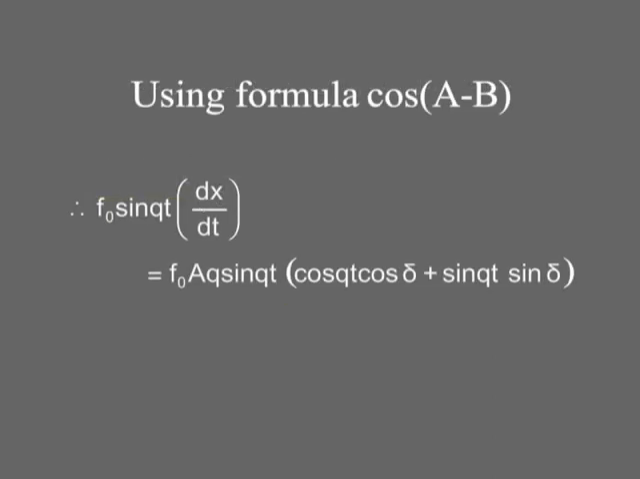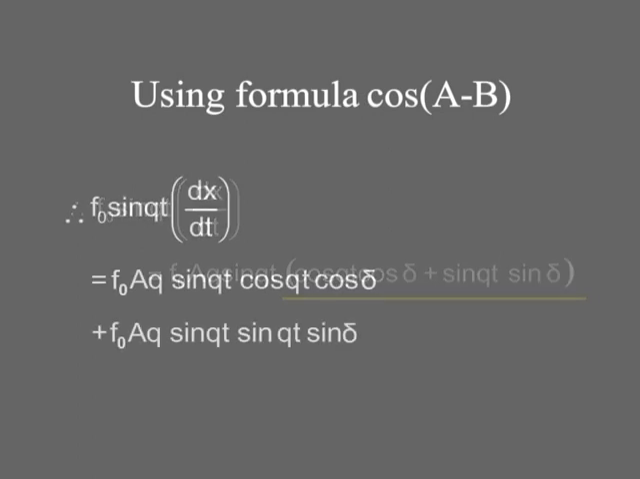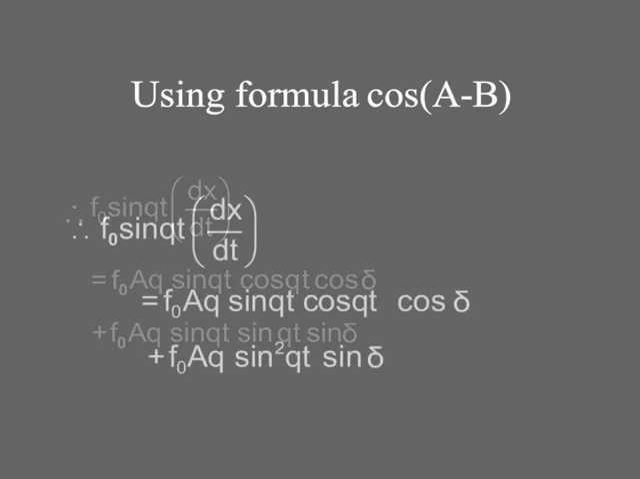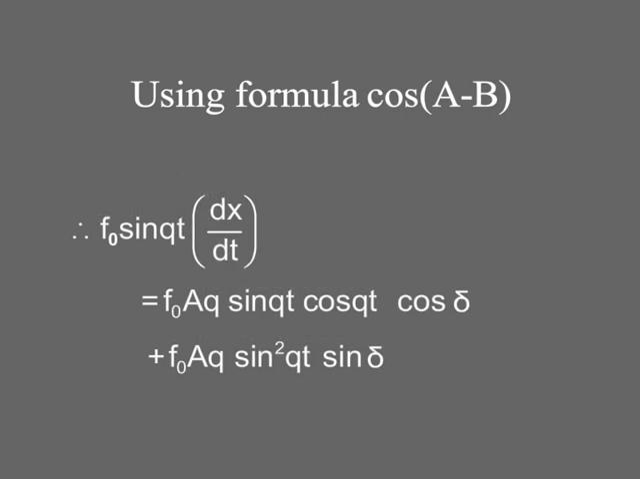Using the formula for cos(a − b), we can write F0 sin qt dx/dt is equal to F0 aq sin qt (cos qt cos δ + sin qt sin δ). So F0 sin qt dx/dt is equal to F0 aq sin qt cos qt cos δ plus F0 aq sin² qt sin δ.